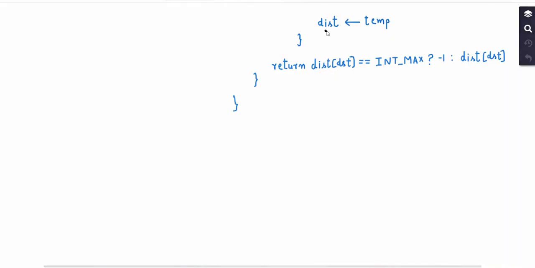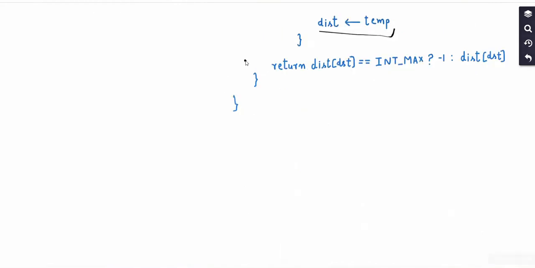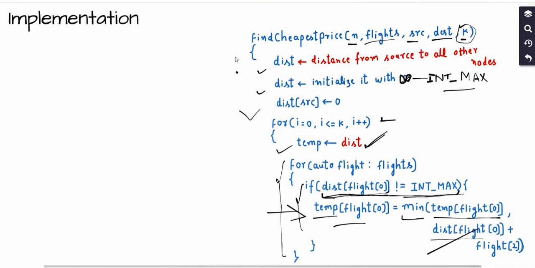Then I'm again copying my temporary array because it has been processed here. So I'm iterating over all the edges here. Then I copy my temporary array into the distance array, and finally I check if the distance till the destination node is a very large number, means I haven't reached that node. If that is the case, then I return -1. Otherwise I return the distance till that node, which we have calculated in this distance array. Fine. So this is how I solve this problem.